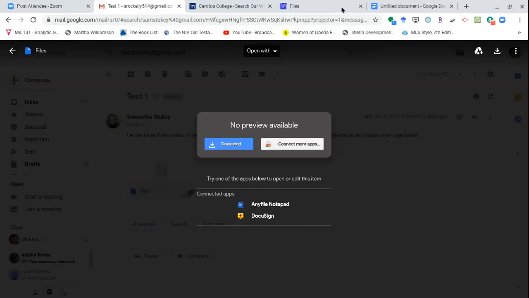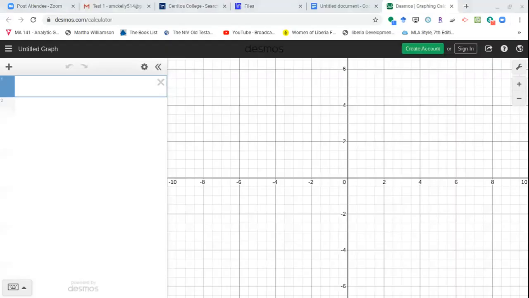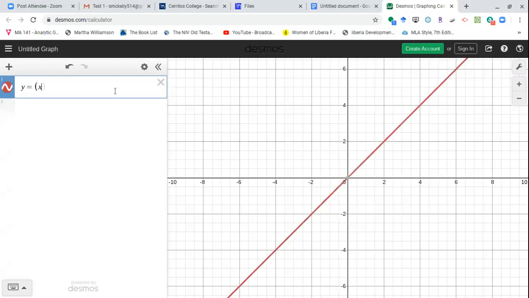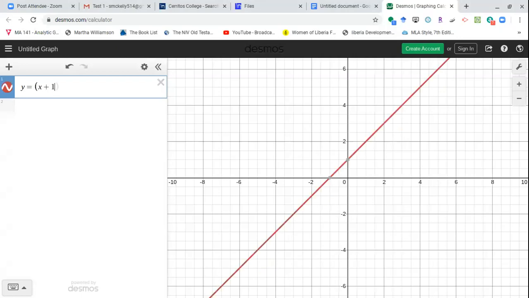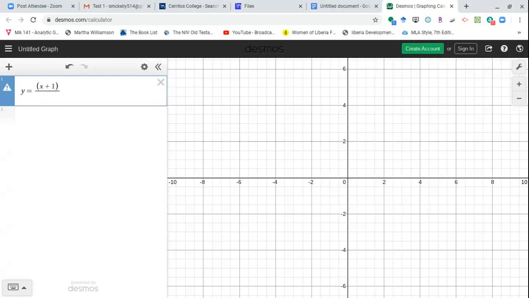So I threw the desmos calculator on the screen. Let me graph (x plus 1) over (x minus 1). So we have y equals x plus 1 over x minus 1.